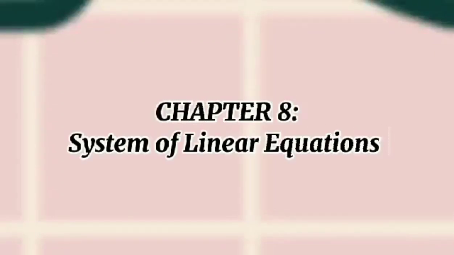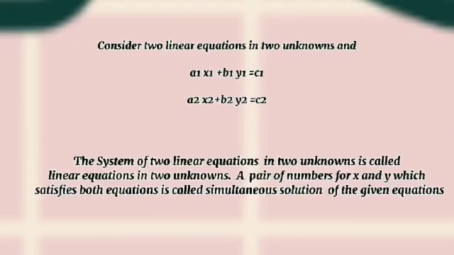We are now in chapter 8 of our lesson, which is the system of linear equations. Consider two linear equations in two unknowns: a sub 1 x plus b sub 1 y is equal to c sub 1, and a sub 2 x plus b sub 2 y is equal to c sub 2. The system of two linear equations in two unknowns is called linear equations in two unknowns. A pair of numbers for x and y which satisfies both equations is called the simultaneous solution of the given equations.